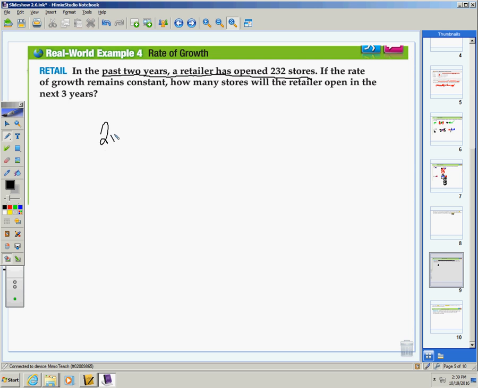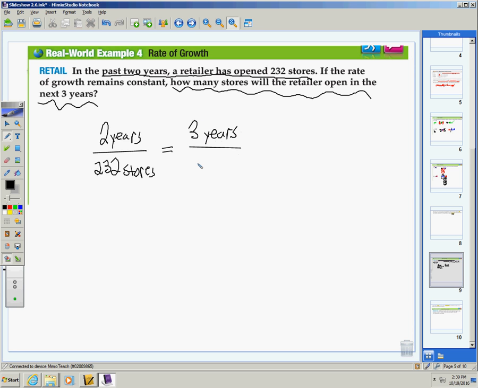For 2 years, I'm going to make this as a ratio, he's opened 232 stores. If the rate of growth remains constant, we want to know how many stores will the retailer open in the next 3 years. Well, what I want to know is if this is an equal ratio, how many stores will he open in the next 3 years? Well, I don't know, but I can put a variable there. So I know he will open x stores in 3 years, and it's going to be the same as if he opened 232 stores in 2 years.